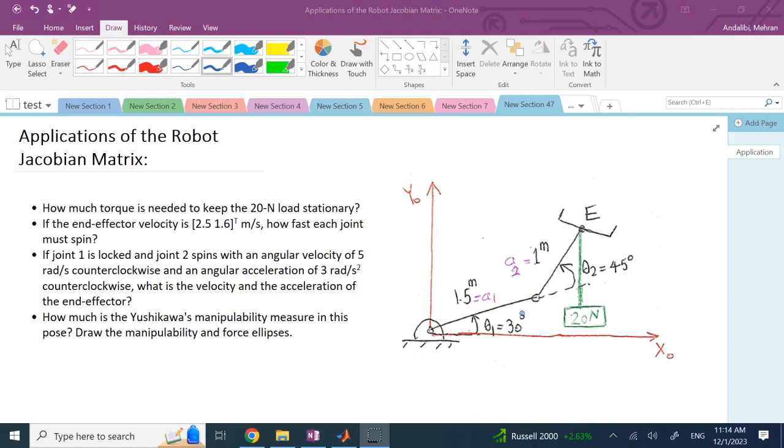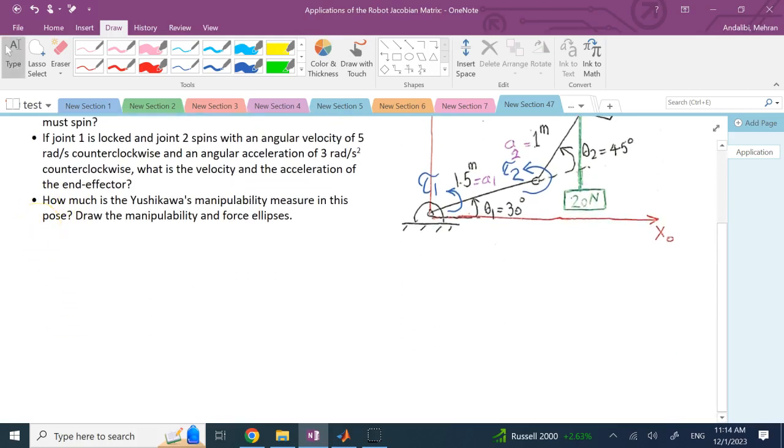One is, if I want this robot to keep this load of 20 Newton upright, stationary, how much torque would you need to apply on each one of these joints? So if this is tau 1 and this torque is tau 2, the question is how much they should be if we have to hold this load in static condition. And if you remember from my previous lectures, in static analysis of a robot, we can show that the torque vector, which is tau 1 and tau 2 in this case, is equal to Jacobian transpose times what?